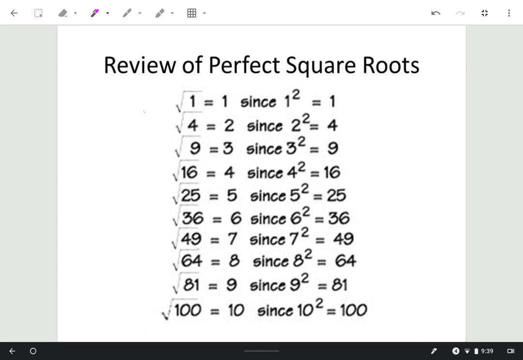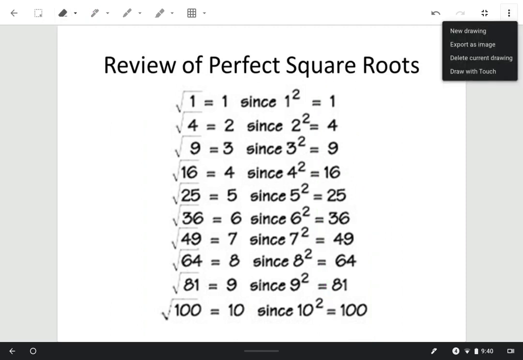So what you see on the screen now is just a little help for you guys with square roots and perfect squares. Each row here represents one perfect square that it'd be helpful for you to at least familiarize yourself with, especially these numbers right here, and recognizing what numbers are perfect squares. We should talk real quick about what it means to say something is a perfect square.